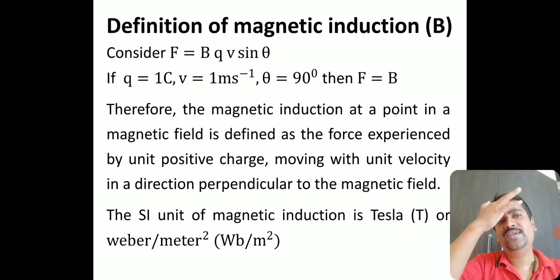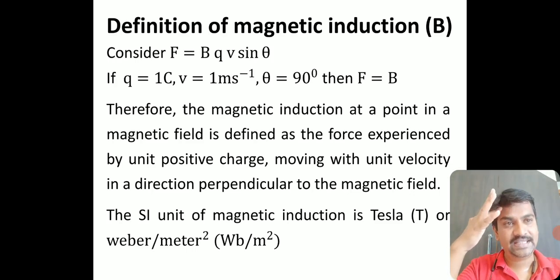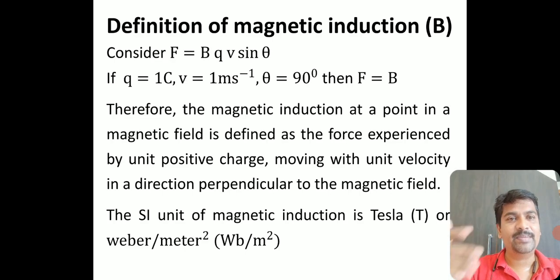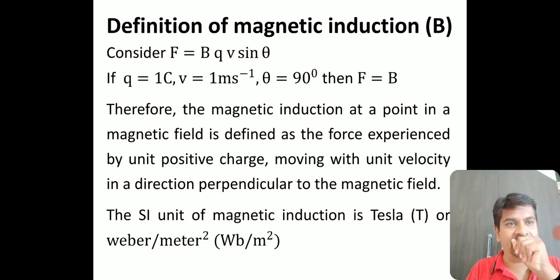The SI unit of magnetic field is Tesla, or it is Weber per meter square. You can say it is Tesla or Weber per meter square. Both are SI units. You can use any unit for magnetic induction or magnetic field.